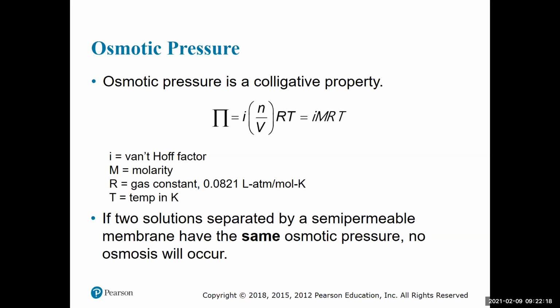So once again, we can calculate osmotic pressure by using the Van Hoff factor, which is the small i, molarity, which is the capital M, R, which is the gas constant, 0.0821 liters atmosphere divided by moles Kelvin, and then times T, the temperature. And we need to make sure we express that temperature in Kelvin. So if two solutions separated by a semi-permeable membrane have the same osmotic pressure, then nothing happens. So no osmosis will occur.